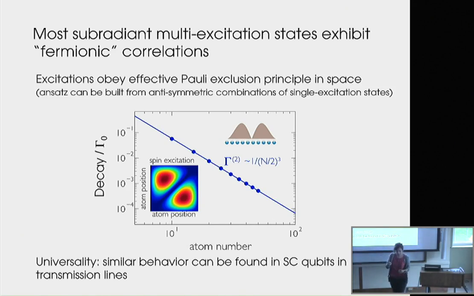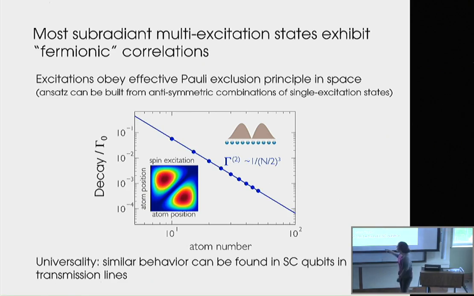So this means that when one looks at the 2 excitation manifold, one of the subradiant excitations can only use half of the chain, and the other can only choose the other half of it. They cannot be together. They don't like each other. So from something very local, the fact that you cannot put 2 excitations on a single atom, you're going to have some kind of beautiful Pauli exclusion in space.